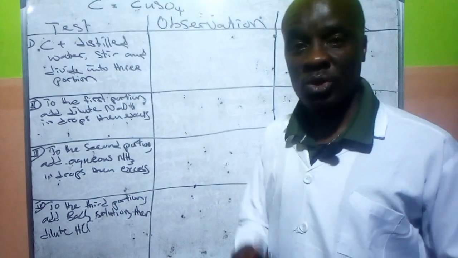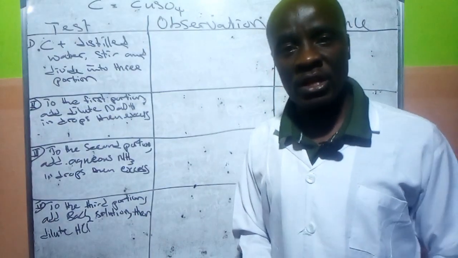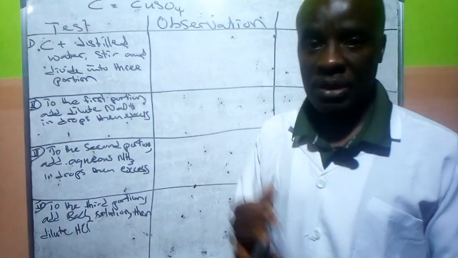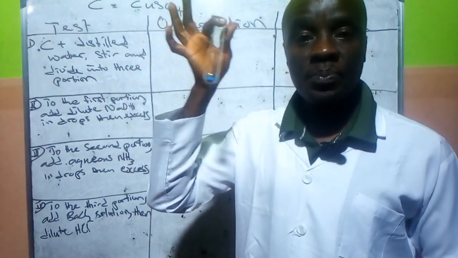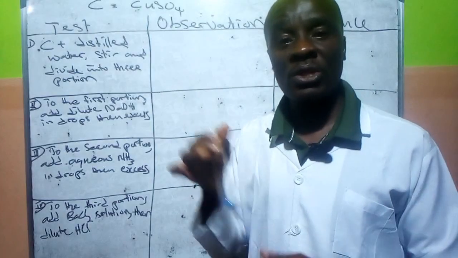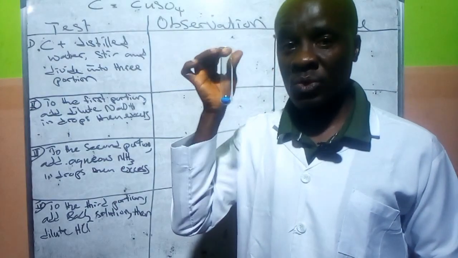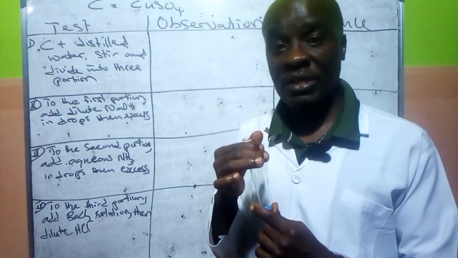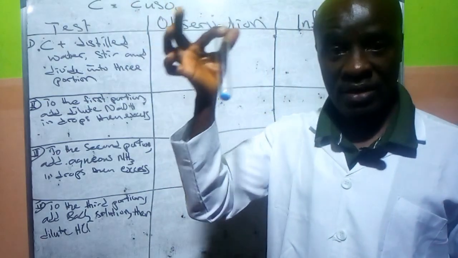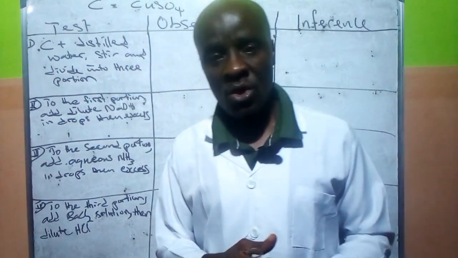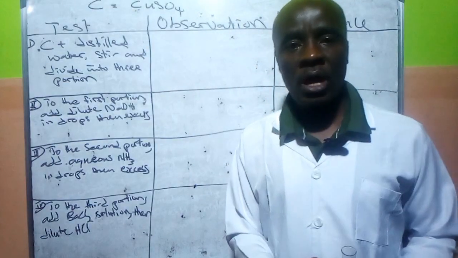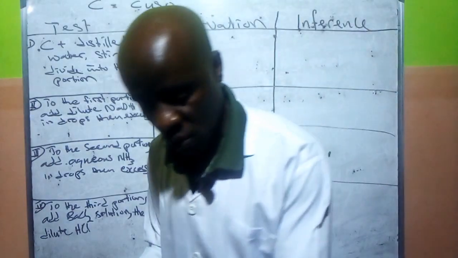I'm not predicting anything. The first thing you're going to do is test the solubility of the salt. The salt I have here is copper sulfate. It's always blue when it contains water of crystallization. When there's no water of crystallization, it's white. The blue one, with water of crystallization, is what I have here. So the first thing we're going to do is test the solubility by adding water.